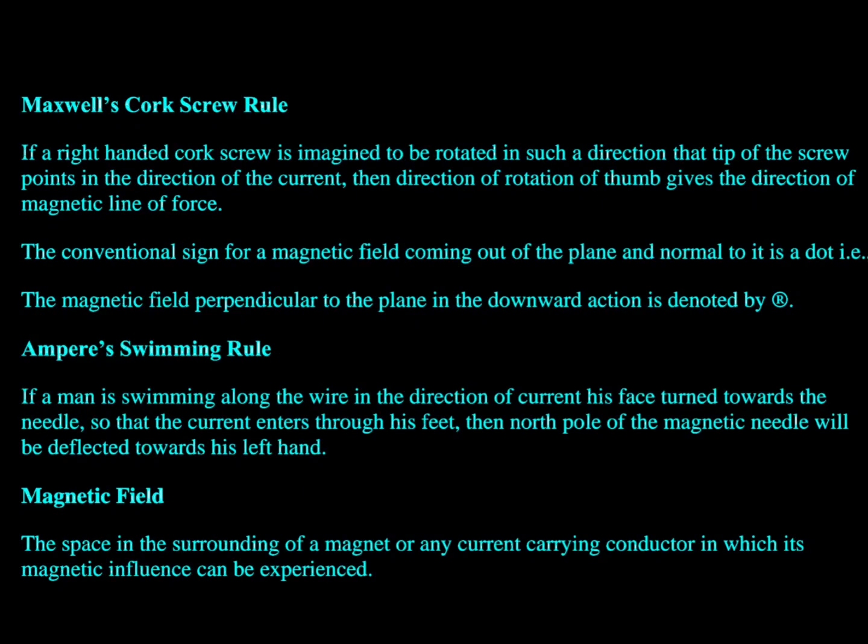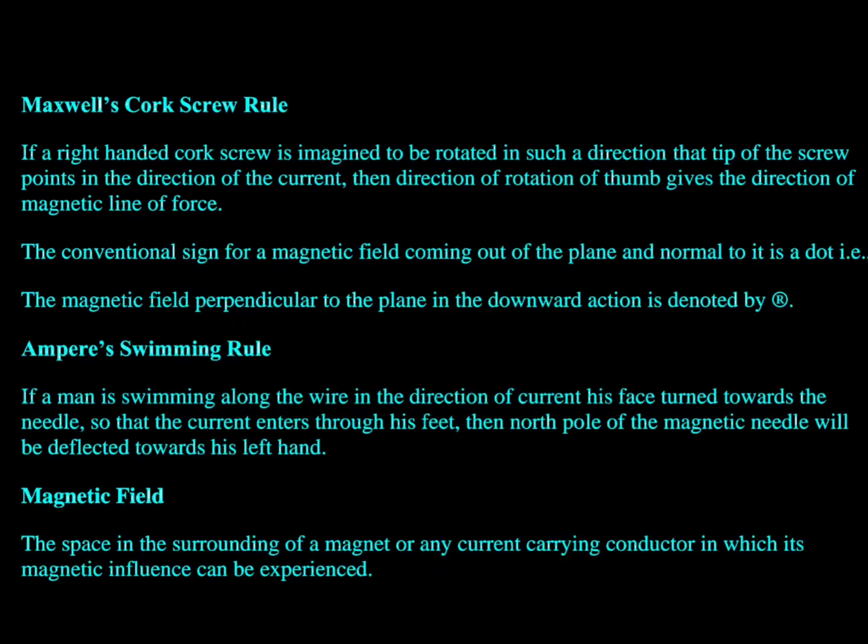There are various laws or rules that help us find the direction of the magnetic field produced by a current carrying conductor. The first rule is Maxwell's corkscrew rule. Its another name is the right-handed screw rule. Imagine that a right-handed corkscrew is rotated in such a direction that the tip of the screw points in the direction of the current, then the direction of rotation of the screw gives the direction of the magnetic lines of force.